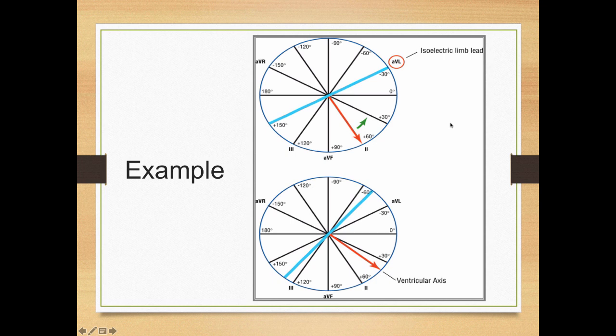So just don't add and subtract. Please, please, please pay attention to where your isoelectric lead is, and a positive adjustment goes towards it. Positively. I like you. I positively like you. So we're going towards you. Negative adjustment, I don't like you. Screw you. I'm going away from you. So if we did a negative adjustment, then we'd end up at 80 degrees. But a positive adjustment, we ended up at 40 degrees.